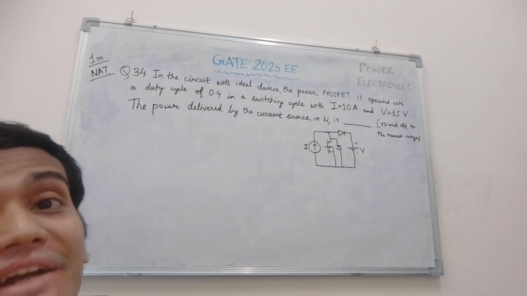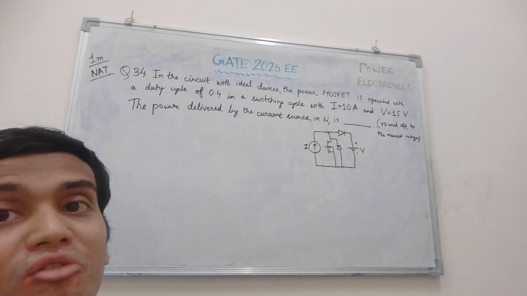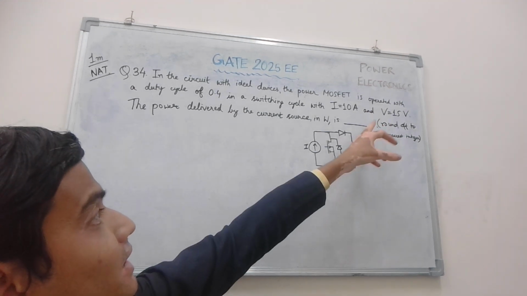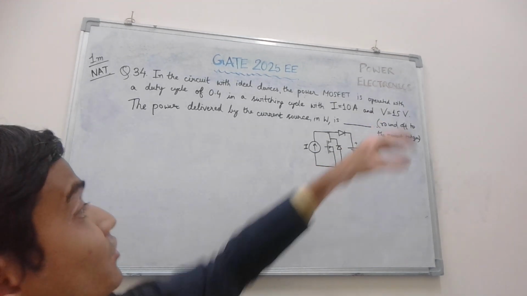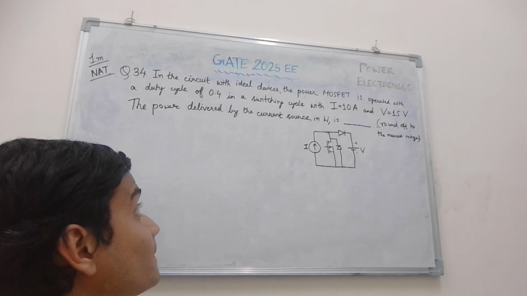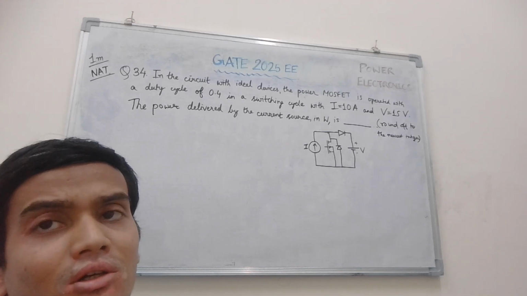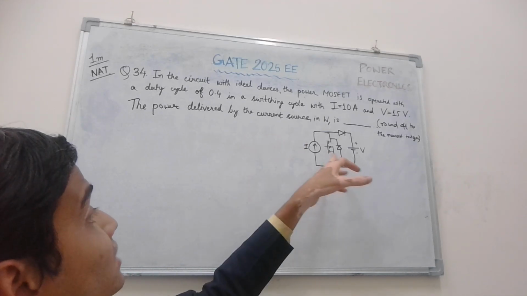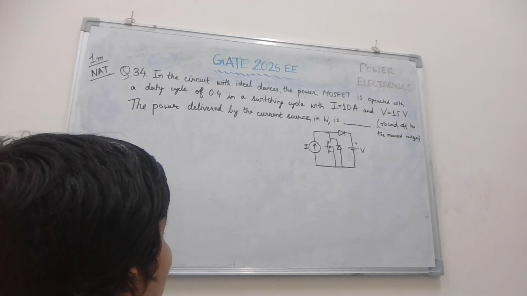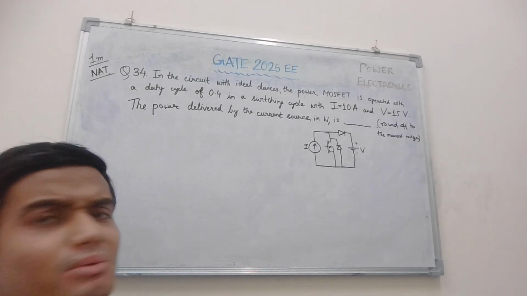In the circuit with ideal devices, the power MOSFET is operated with a duty cycle of 0.4 in the switching cycle, with I equal to 10 ampere and V equal to 15 volt. The power delivered by the current source in watt is dash, round off to the nearest integer. So we need to calculate the power delivered by the current source in watt, to the nearest integer. Let's move to the solution.